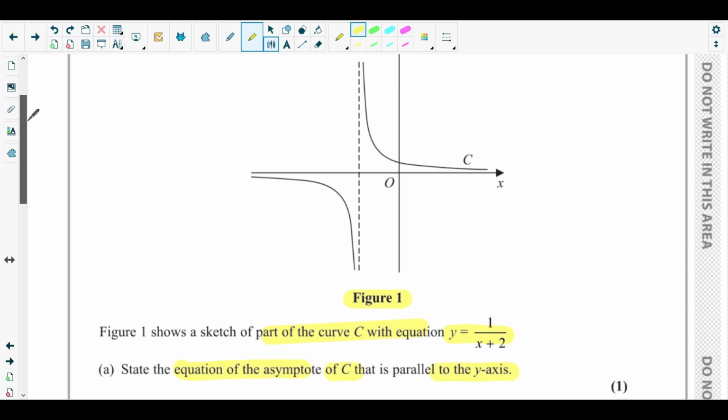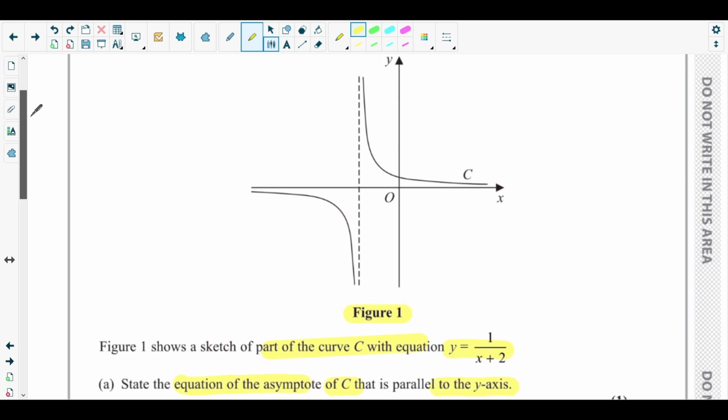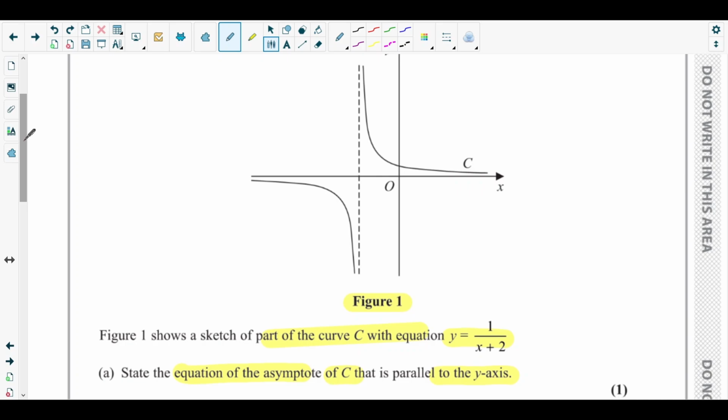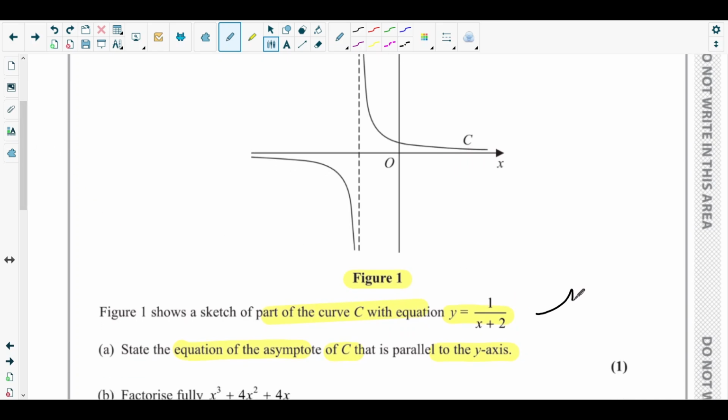What's the asymptote that is parallel to the y-axis? You can see clearly that this is a vertical line. So basically this is the vertical asymptote. The only vertical asymptote for this reciprocal curve is what? Look, if you put x equals -2 in this equation, the denominator becomes 0 and hence it becomes undefined. So an asymptote is that line towards which the curve will approach but will not intersect it. Why will it not intersect? Because for that value the equation becomes undefined.